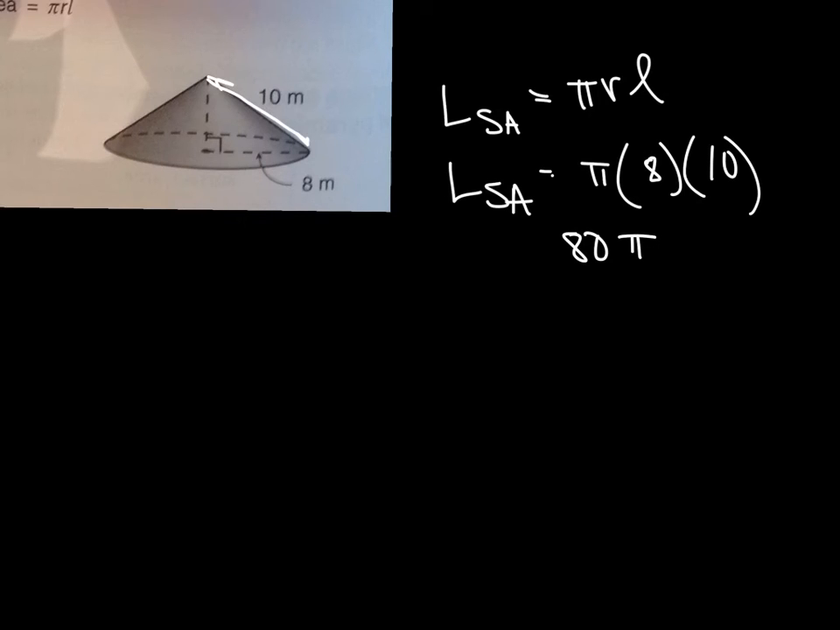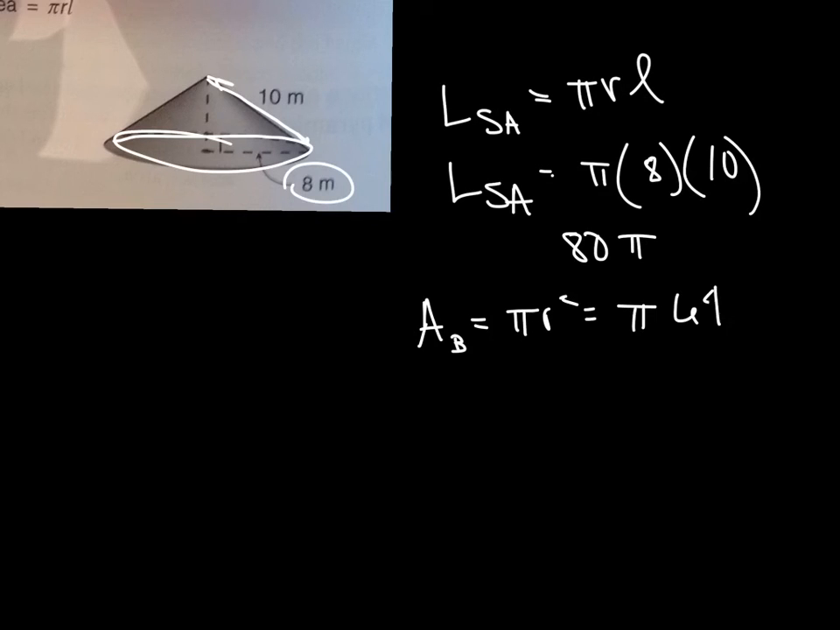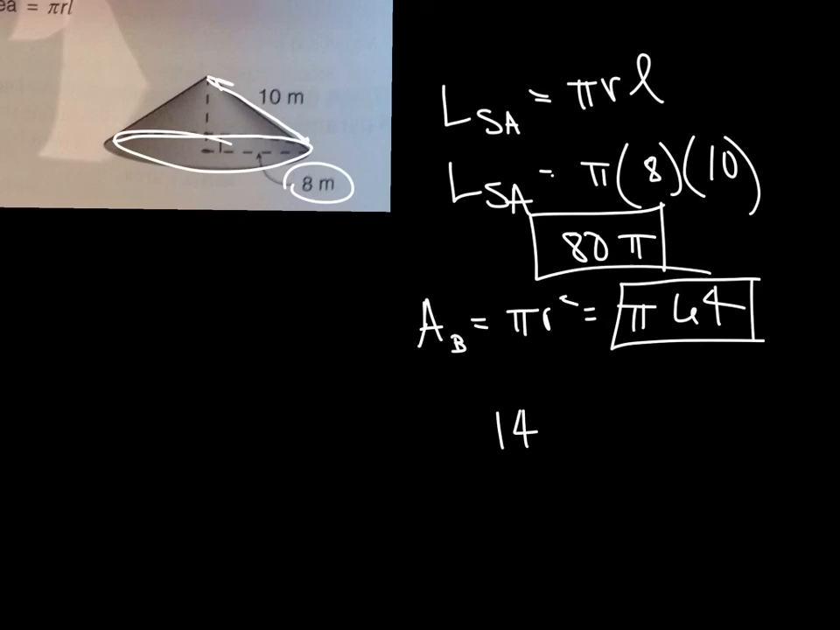And then I'm going to go ahead and find out what my area of my base is. My area of my base, because it's a circle, is going to be pi r squared, or pi times r squared is 64 pi. So that's the area of the base. That's the lateral surface area. Now if I add those together, I'm going to get 144 pi.